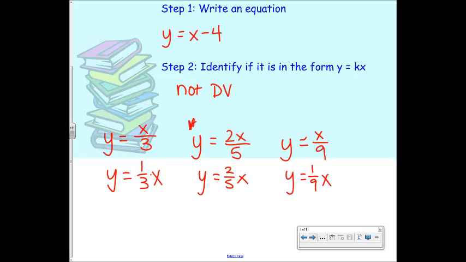So it's not direct variation if there's what? Plus or minus, addition or subtraction. Okay? Only after you do what with y? What do you have to do with y first? You've got to simplify and get y by itself. Okay, try these 6.